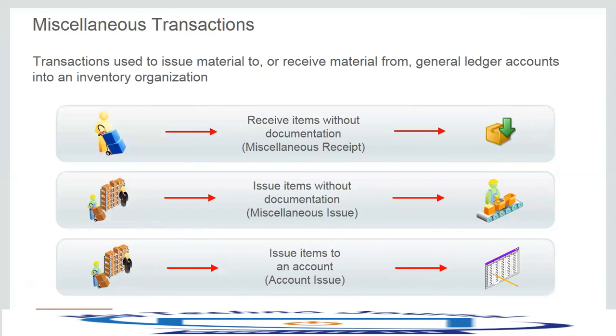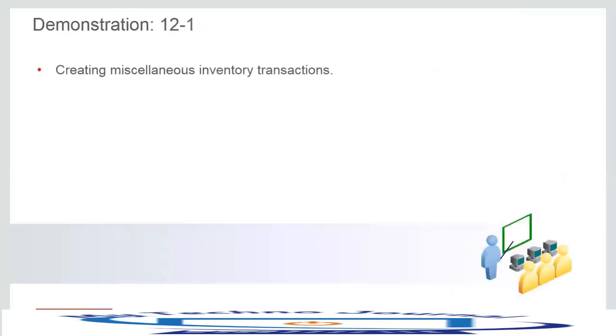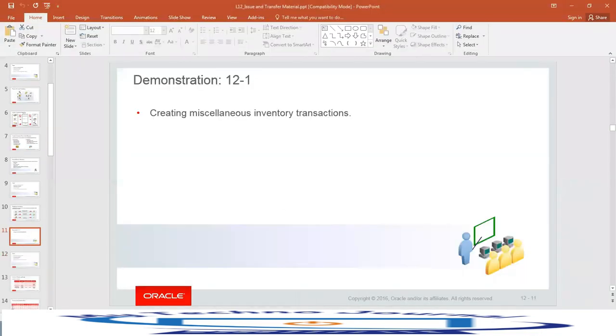So we can also make manual adjustments to the general ledger by receiving the material from one account to inventory and then issuing that material from inventory to another account using this miscellaneous transaction. So let us, as part of the demonstration on how to create miscellaneous inventory transactions, go to the instance and see it ourselves.